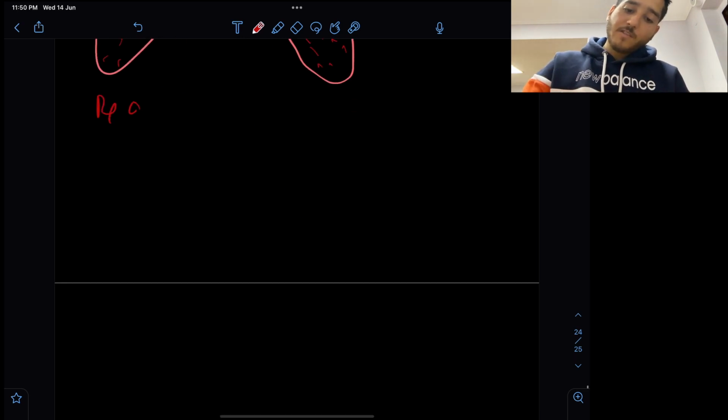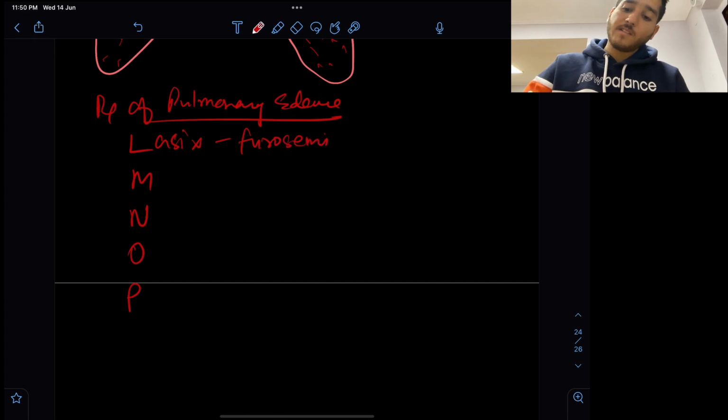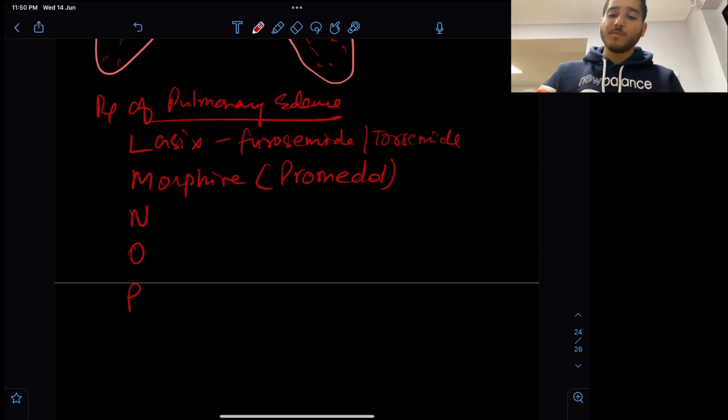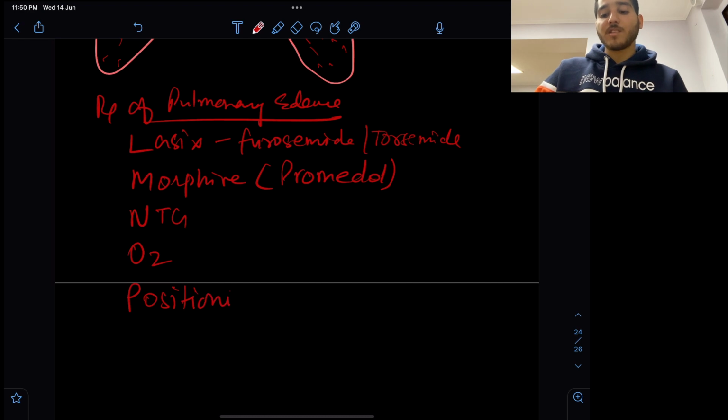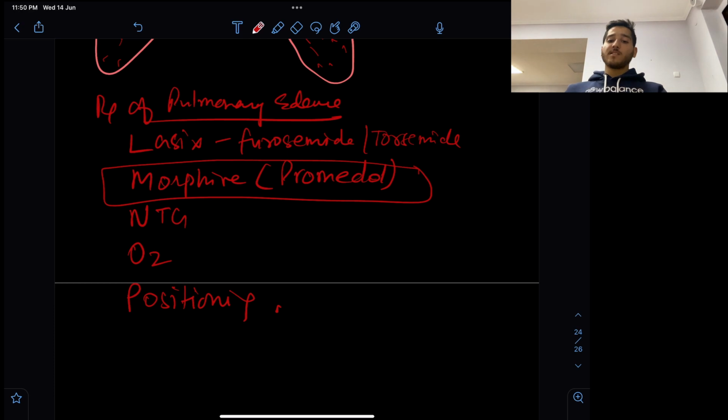So for treatment of pulmonary edema, we can use a regime of LMNOP. L means Lasix. So you can use furosemide, torsemide. You can use morphine. In the Krok question, they have mentioned a drug promedol, which is an analog of morphine. You can use nitroglycerin, you can use oxygen, and you can use positioning. In the Krok question, they have given a patient of pulmonary edema and they have asked the treatment. So treatment for that patient will be promedol.